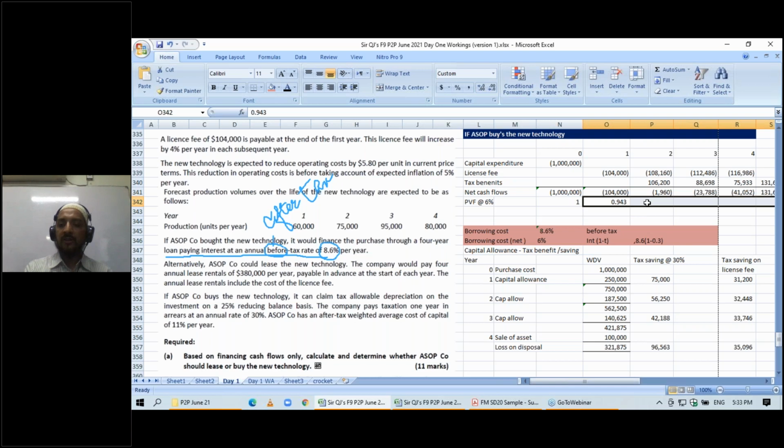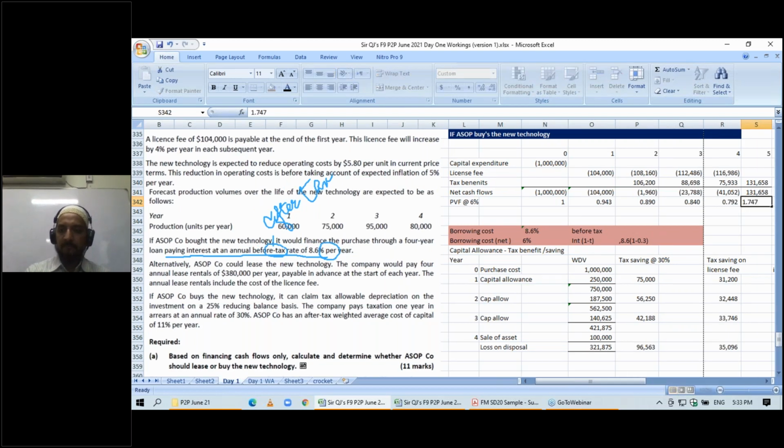For the present value fraction up to 3 decimal places. The second year will be 0.890. The third year will be 0.840. Fourth year will be 0.792. And the fifth year will be 0.747. So these are the present value fractions at which you get the present value.